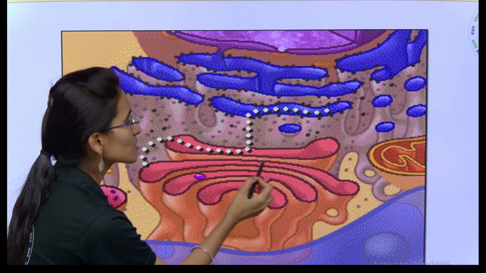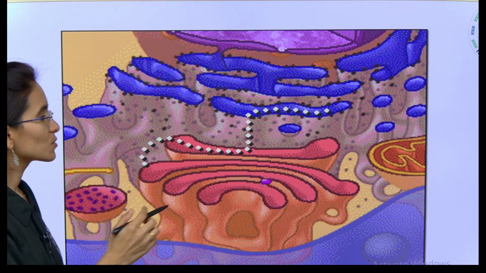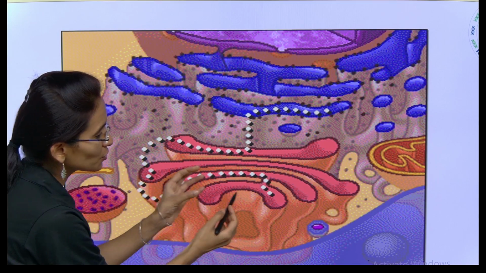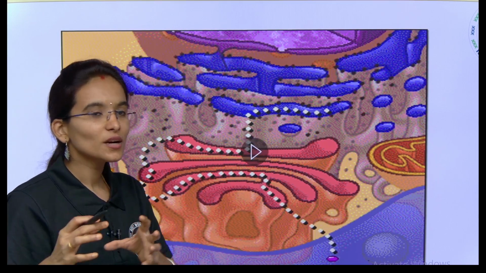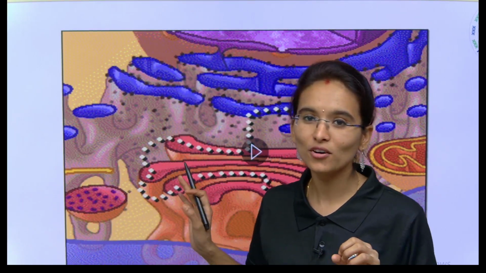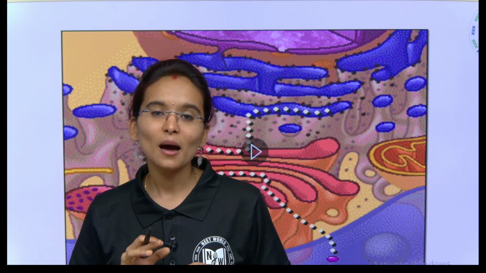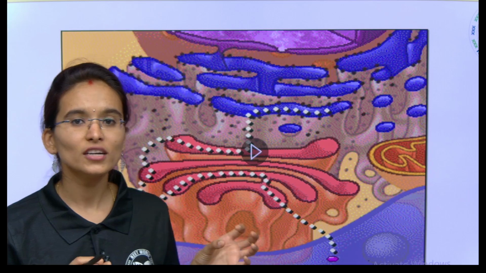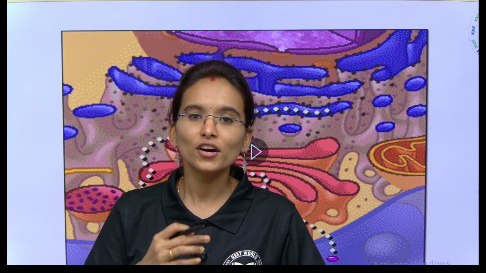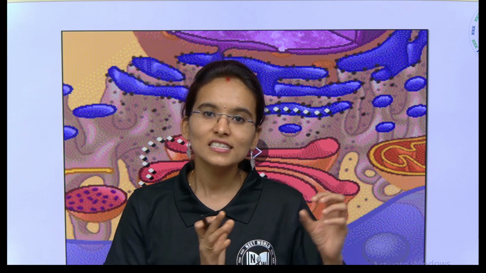In each cisternae, the protein is going to undergo the modification process. At last, they are going to be packed and released from the vacuoles. Clear, children, about the Golgi apparatus? The Golgi apparatus, or the Golgi body, is a cell organelle which is involved in receiving the proteins, modifying the proteins, and then secreting the proteins.